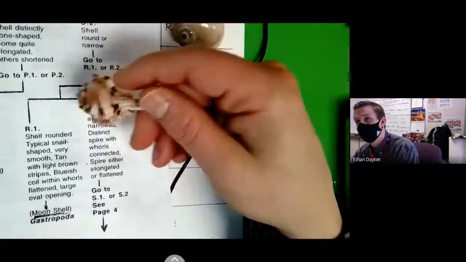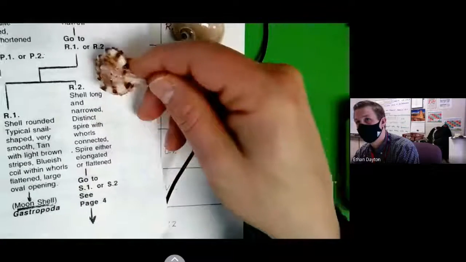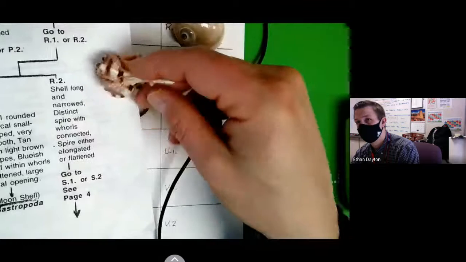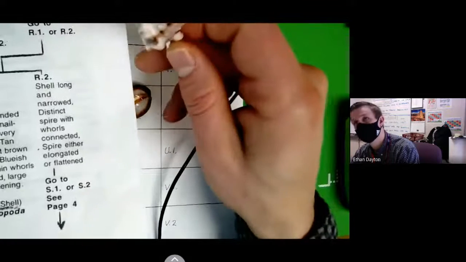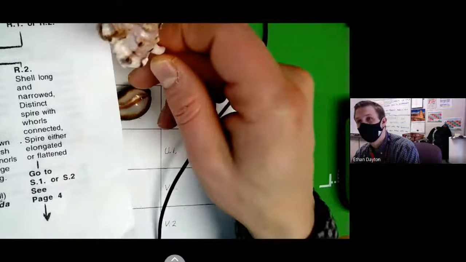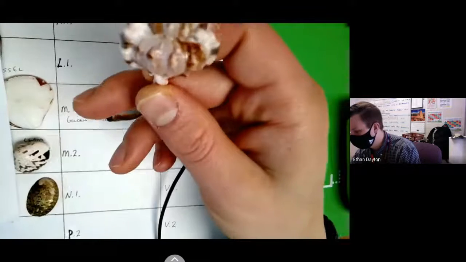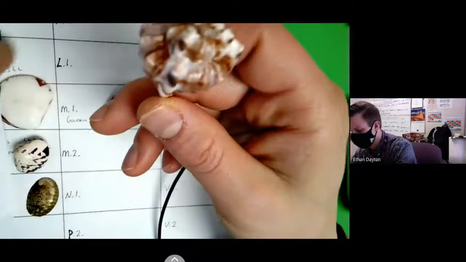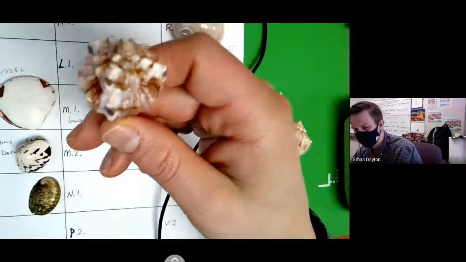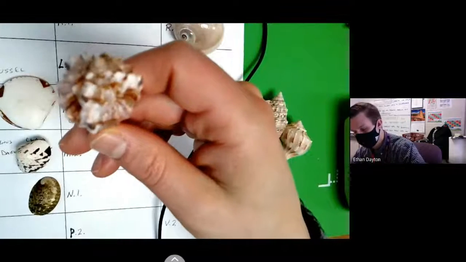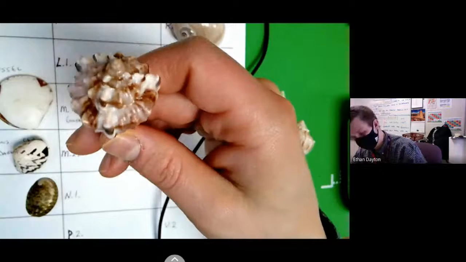Now, it is not R1, so we're back to R2. The shell is long and narrow, distinct spire with whorls connected. The spire is kind of elongated, I think, in my opinion. So we got to go to page 4 and go to S1 and S2.